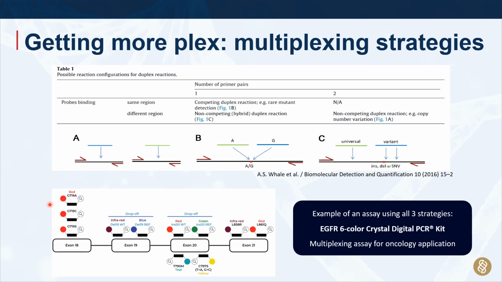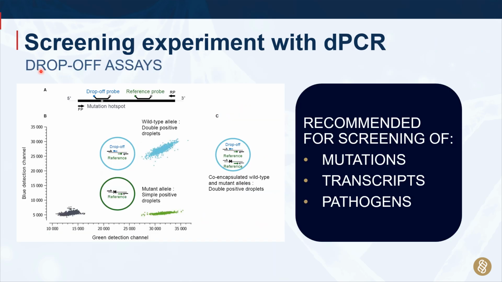And you see an example here of a kit that was designed by Stilla Technologies for an EGFR Crystal Digital PCR assay, looking at the 4 different exons in a combination of all of these 3 designs together. The drop-off assays, as you see down here below, are typically recommended for screening for presence of mutations, for looking for specific transcripts of interest, or alternatively for detecting pathogens present in a sample.